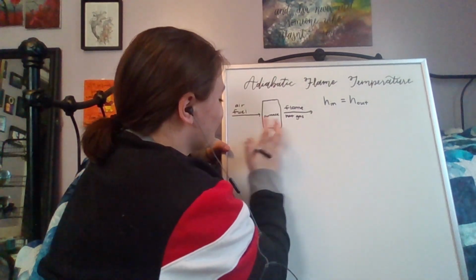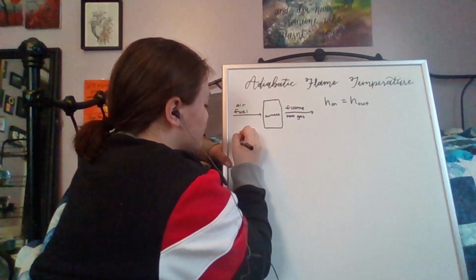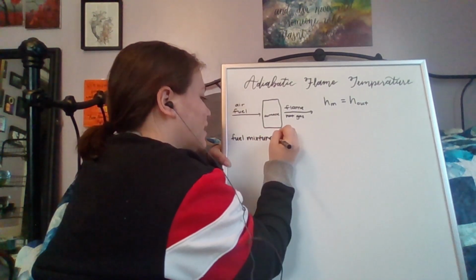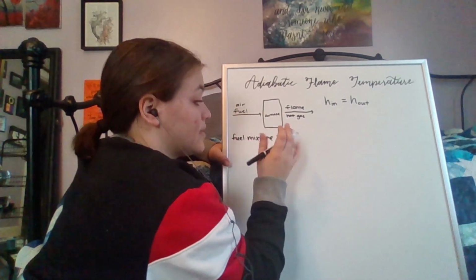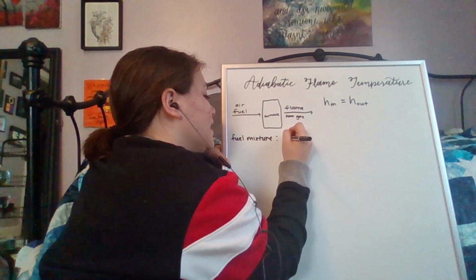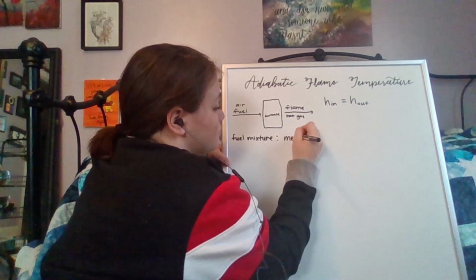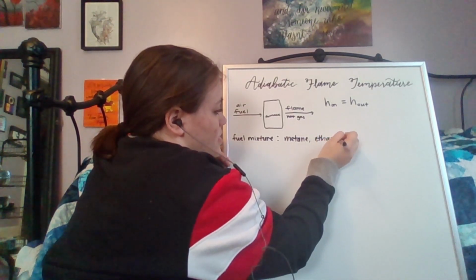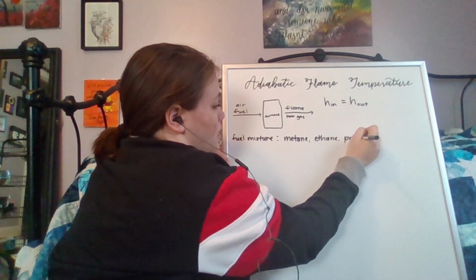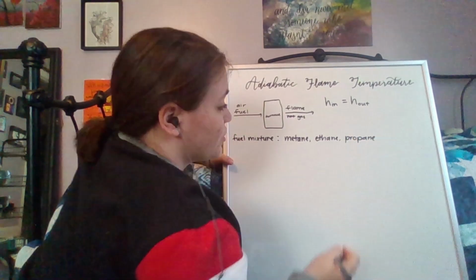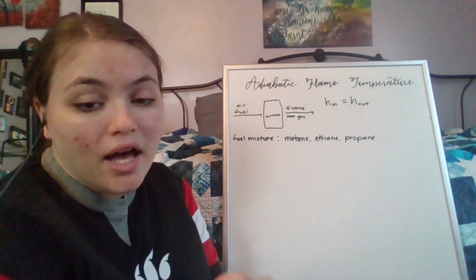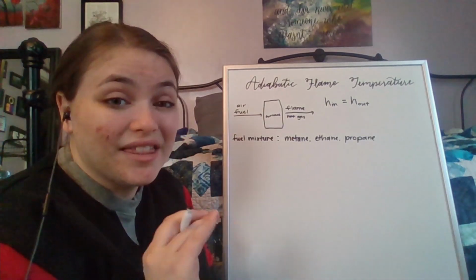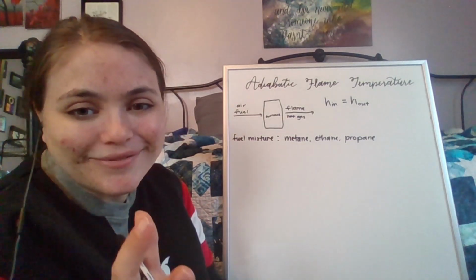Okay, so our fuel is a mixture, okay? Fuel mixture. And so let's say, for this specific system, we are going to say our mixture is methane, ethane, and propane. All right. And so later on, whenever we code, I will talk about the actual mole concentration of those within the mixture, but that's not really important right now.